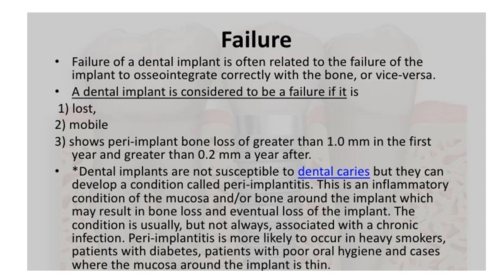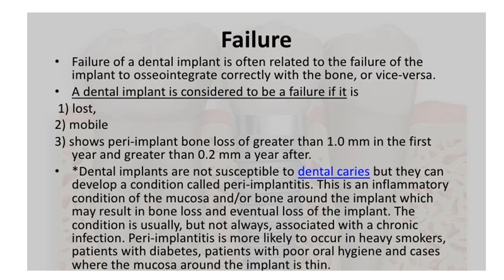And the important point is that implants do not have dental caries, because obviously they are not natural. They are artificial, composed of an artificial material, but they do develop a condition called peri-implantitis. Peri-implantitis is an inflammatory condition of the mucosa or the bone around the implant, and this results in subsequent bone loss and ultimately loss of the implant.